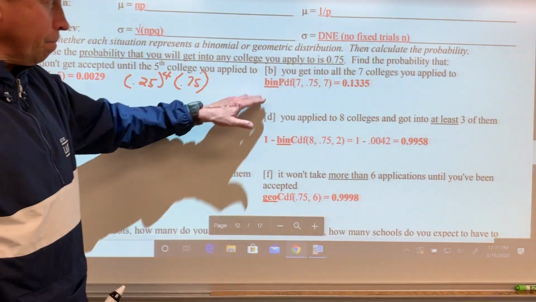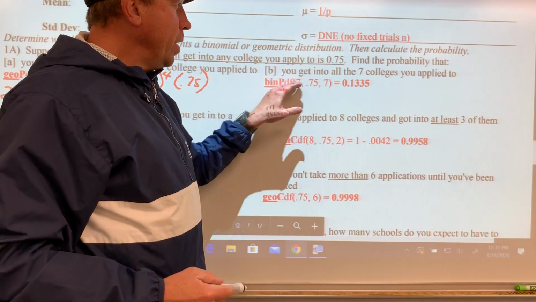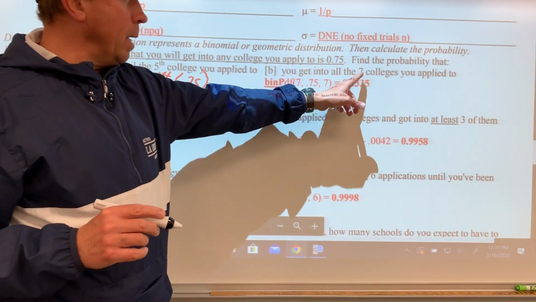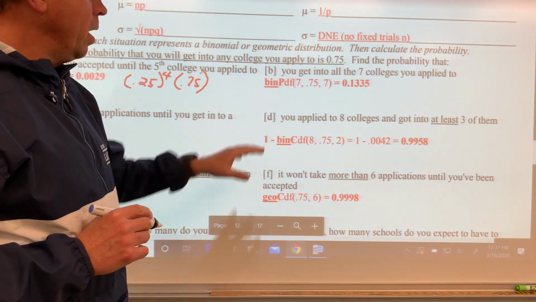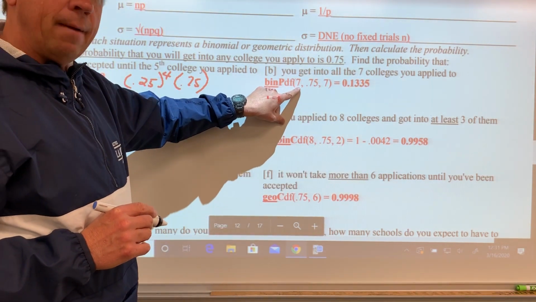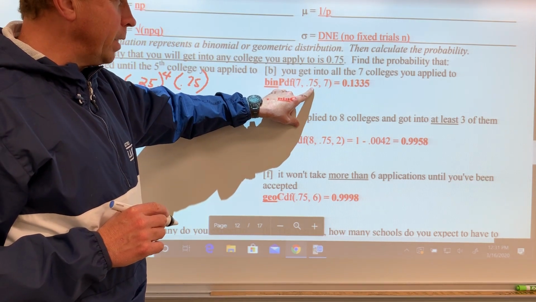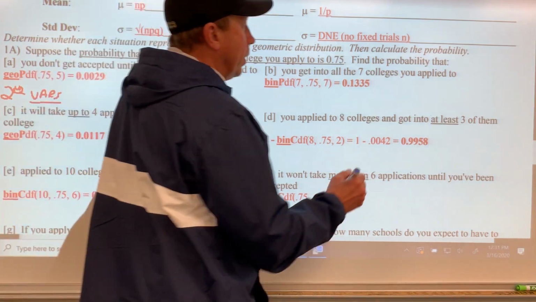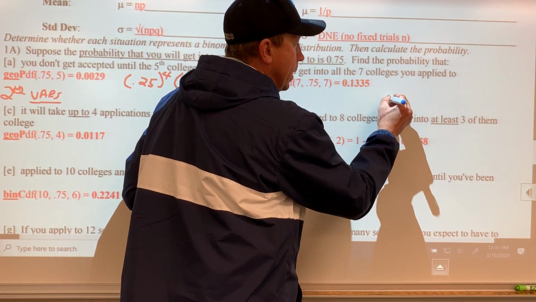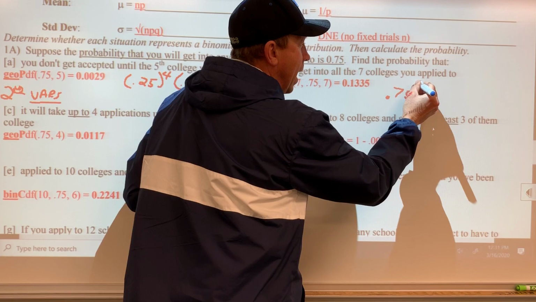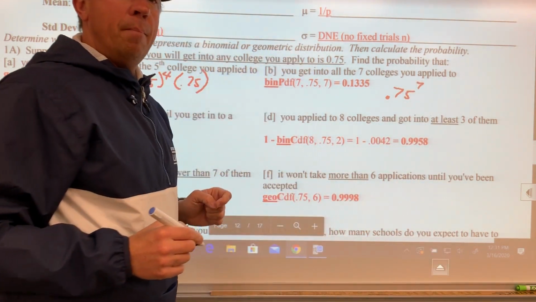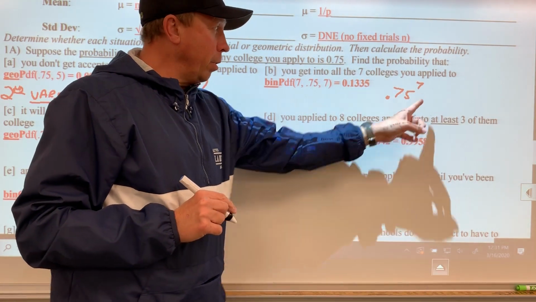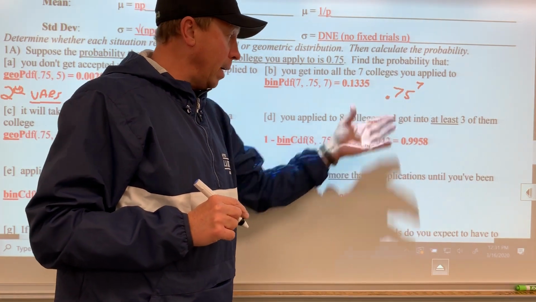Okay, B. What are the chances you got into all 7 you applied to? This is binomial. There's a set number of trials there. You got into all 7. So this is binomial PDF, 7 trials, 75% chance of success, and then 7. Also, in this case, you can just do 0.75 to the 7th power, because there's only one way to get accepted to all 7. You go 7 for 7. So that's another way to do that.